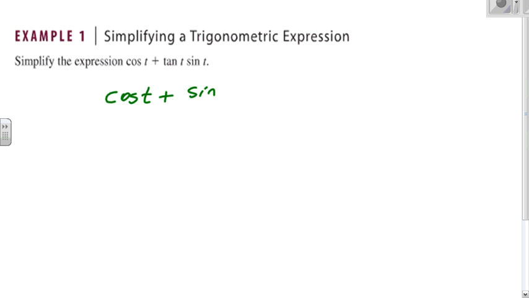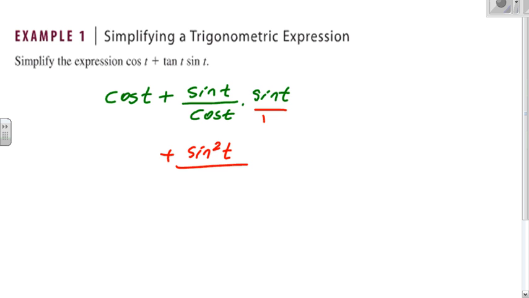plus sine over cosine times sine. So since this is multiplying, you could say it's sine over 1, which would simplify to be sine times sine is sine squared over cosine. And this is plus cosine.